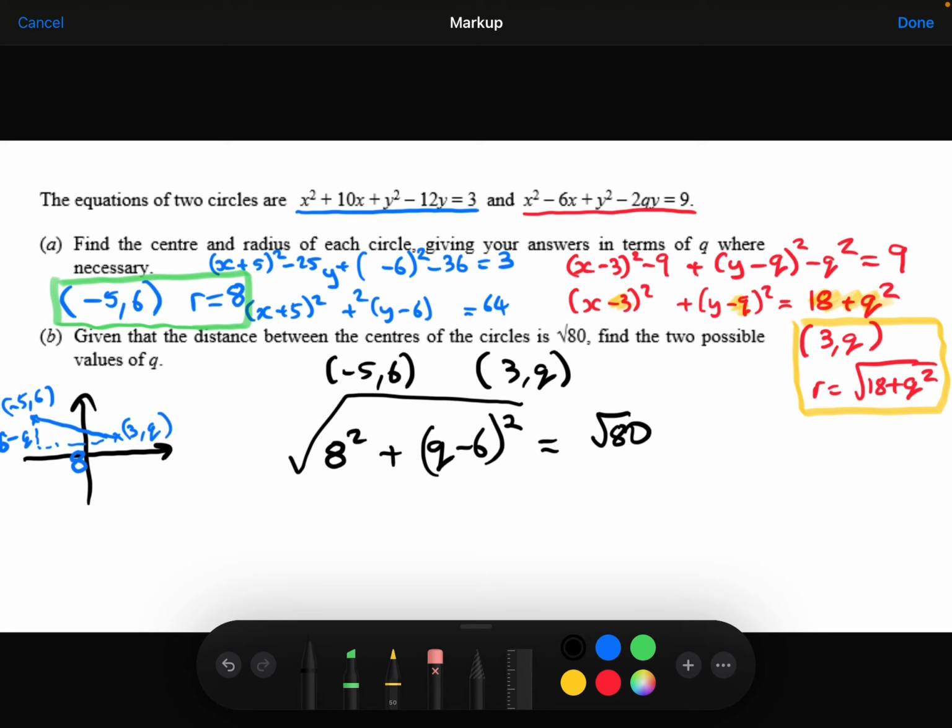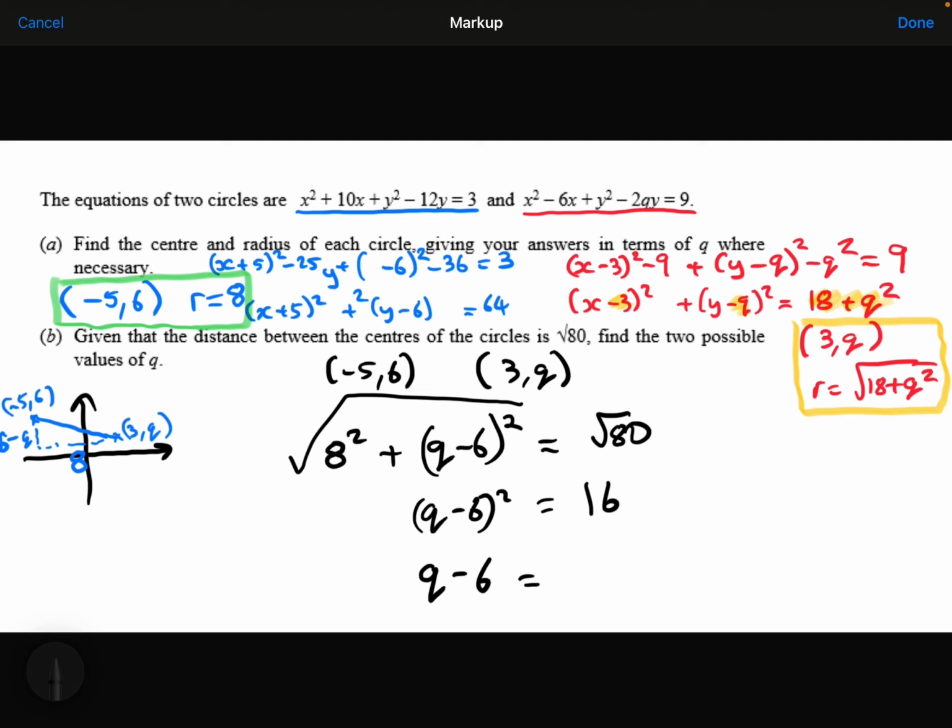Anyway, to work out what q is, I'm going to square both sides to get rid of the square root. The 8 squared is 64. If I subtract the 64 from both sides, I can then square root to find that q minus 6 is going to be either 4 or minus 4. And then if I add 6 to both of those, I find that q is going to be 10 or 2.